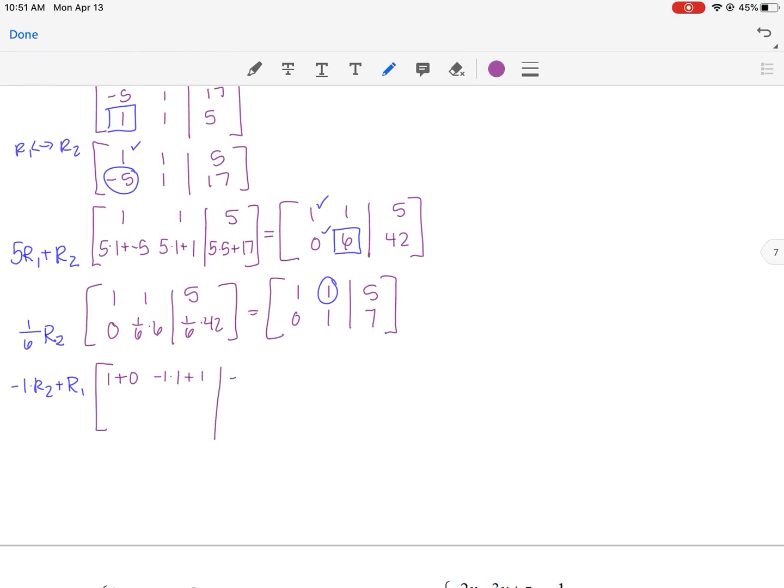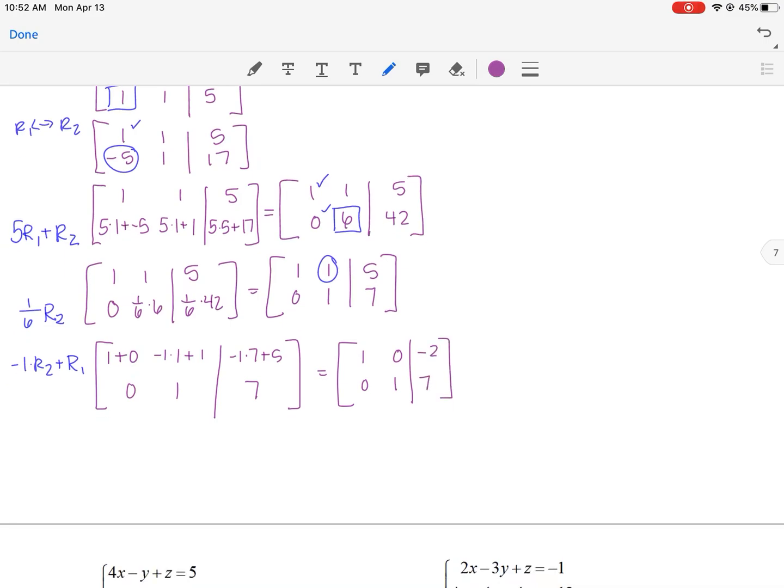Because then you'll have -1 plus 1 is 0. So 1 plus 0 is still going to give you 1 there, but you're going to have -1 times 1 plus 1, and then you're going to have -1 times 7 plus 5, and the bottom row hasn't changed at all. So I get 1, 0, and on the right here, -1 times 7 is -7 plus 5 is -2, and then 0, 1, 7.